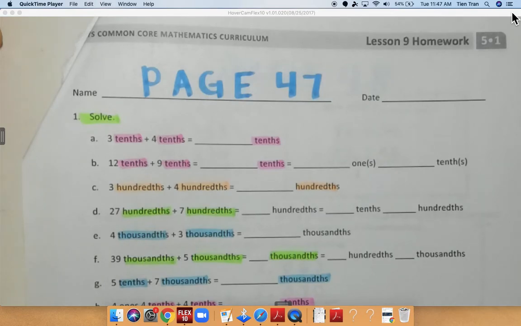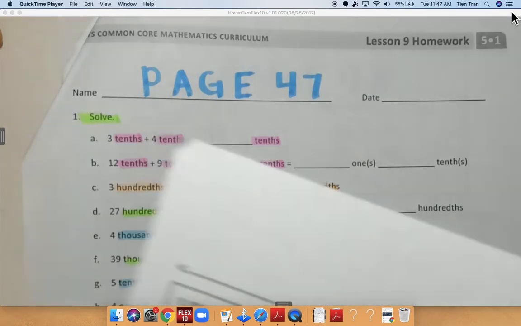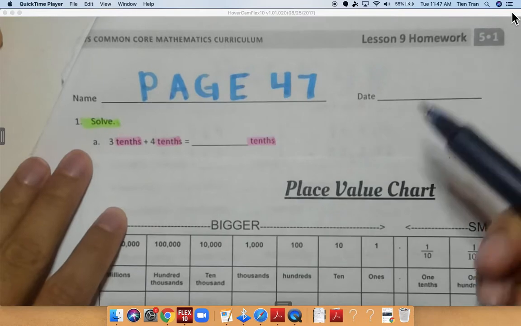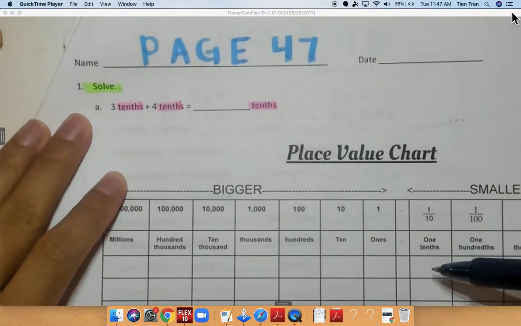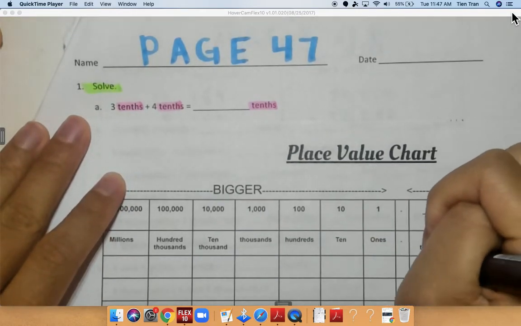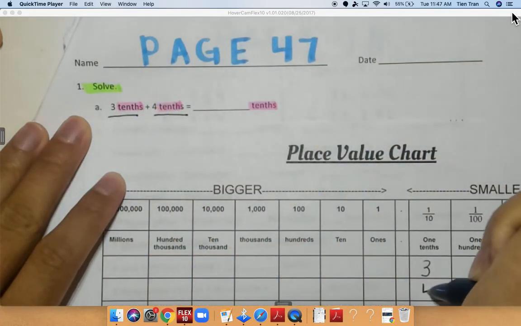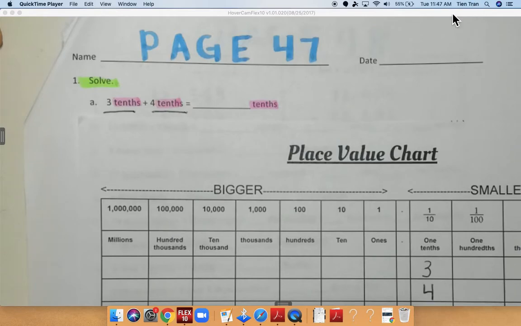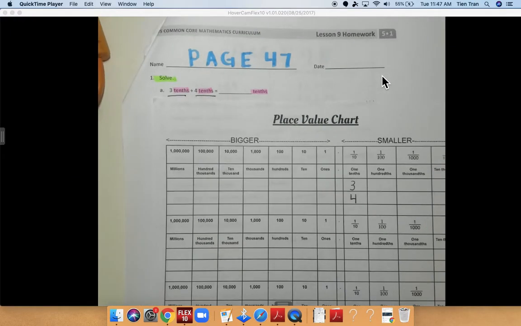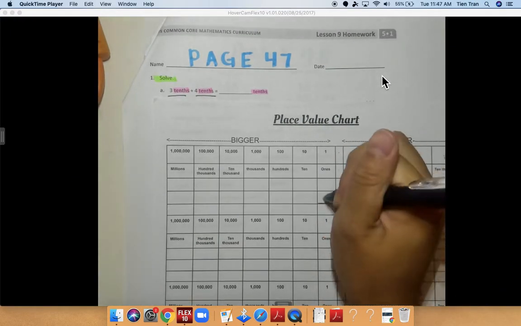In order to solve for that, I'm going to be using my place value chart and I'm adding my numbers together to figure out how I can get 3/10 plus 4/10. So right here we have our 1/10 place. So I'm going to put my 3 in there. So this is 3/10. Next is 4/10. So I'm adding my 4/10 right in there. Okay. Now let's add it together.